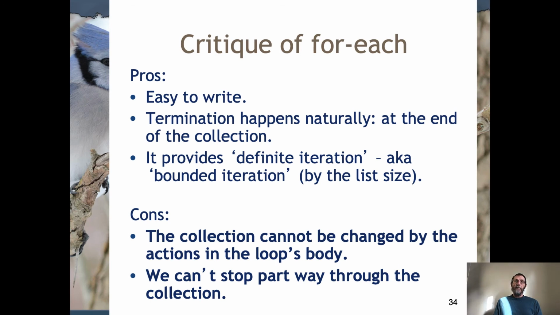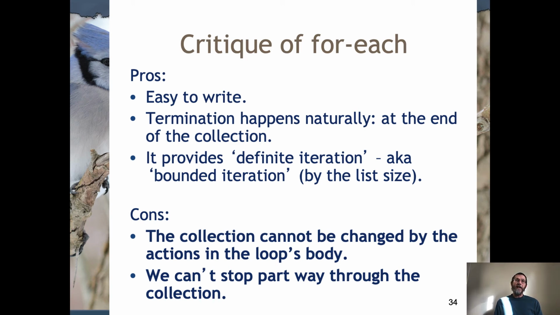It certainly has some pros. A for each loop is generally easy to write. Termination of the iteration, so ensuring that the loop stops, happens quite naturally. It stops when we've exhausted the collection, when we've processed the last item in the collection. It provides what we call definite iteration, or otherwise known as bounded iteration, and the number of iterations is bounded by the size of the list. So those are the pros of a for each loop.